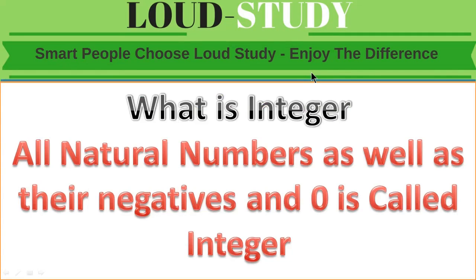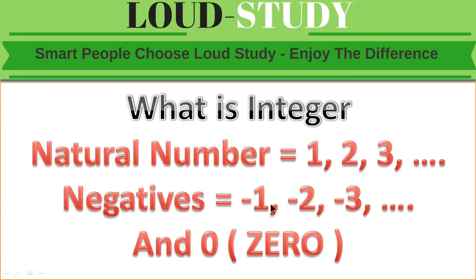Today we will see what an integer is. Actually, an integer is a number which comprises 0 as well as positive and negative numbers. So all natural numbers as well as their negatives and 0 are called integers. Here you have seen that all natural numbers are integers, their negatives are integers, and 0 is also an integer. Now, natural numbers are 1, 2, 3 up to infinity.